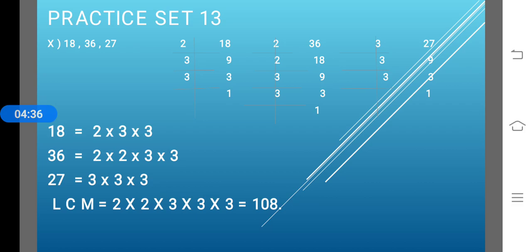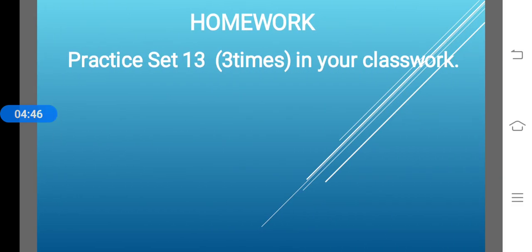Rest of the sums you try to solve at your own end. For homework, solve practice set 13 3 times in your classwork. Thank you.